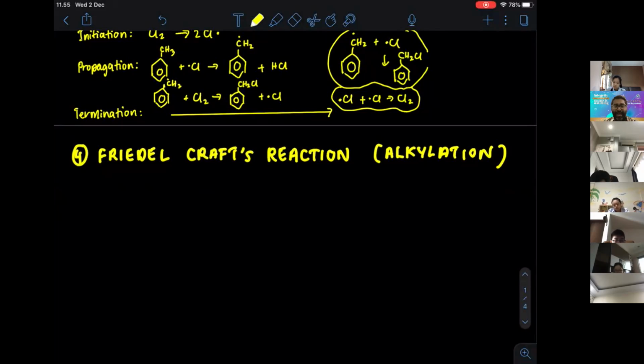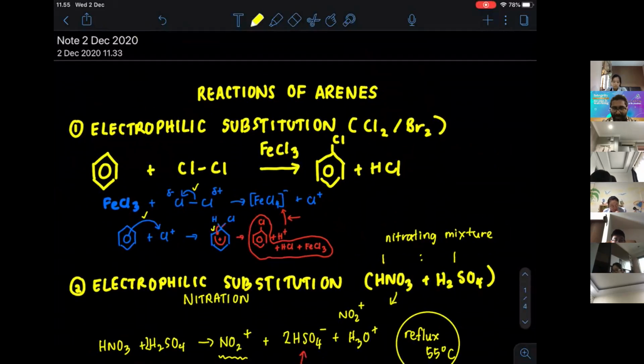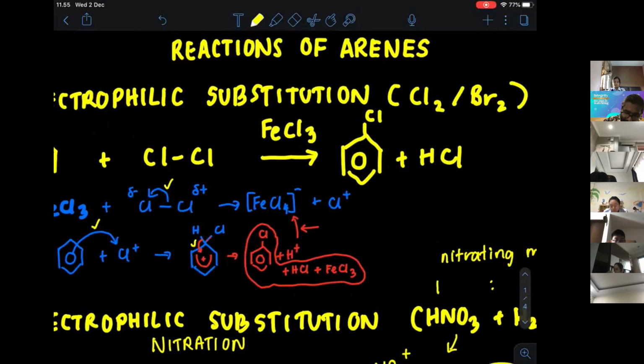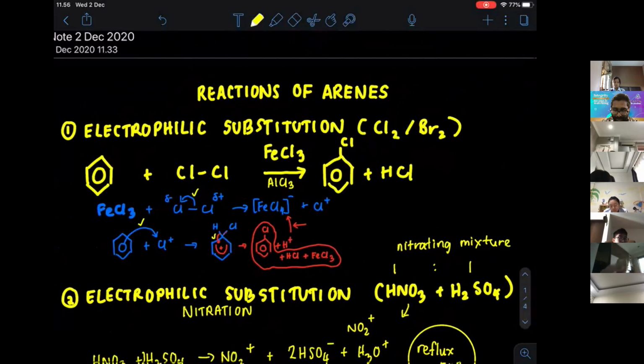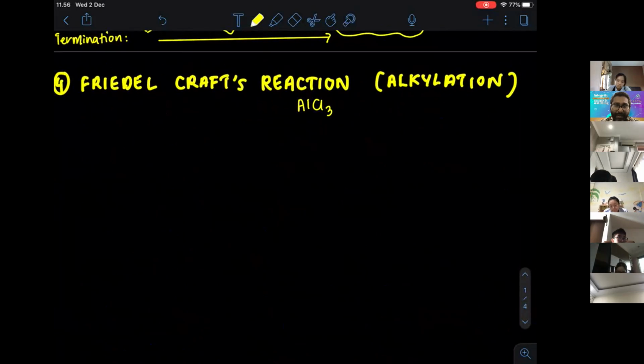So for Friedel-Crafts reaction, please remember, we are going to use the catalyst, in this case, AlCl3. Do remember AlCl3 we have seen before when we learned about electrophilic substitution involving Cl2 or Br2. Instead of using FeCl3, you can also use AlCl3 as a halogen carrier. It's also suitable, but here for Friedel-Crafts reaction, we will always use AlCl3. That is going to be the catalyst. So they are not halogen carriers, they are catalysts.